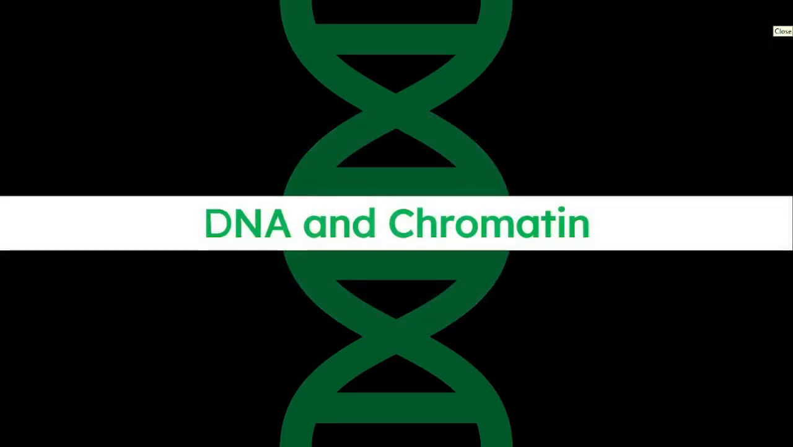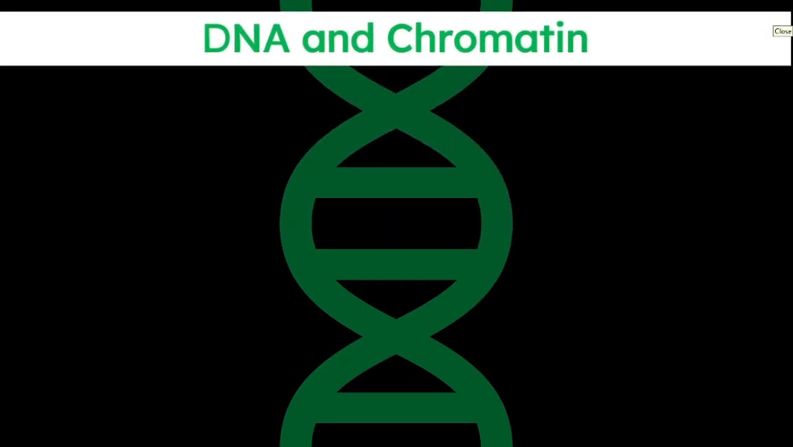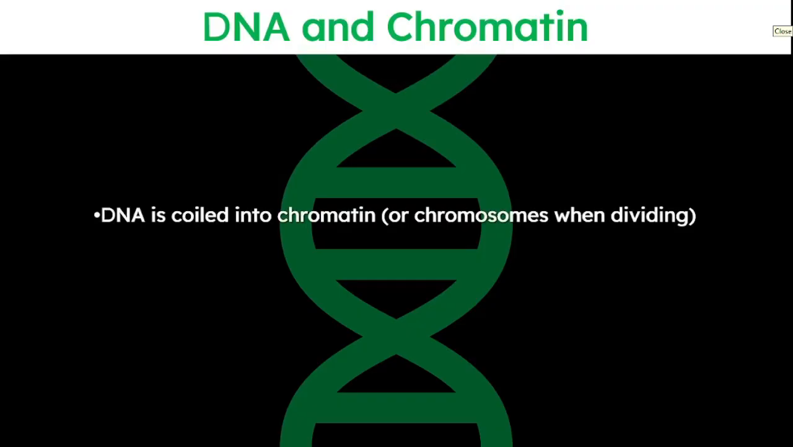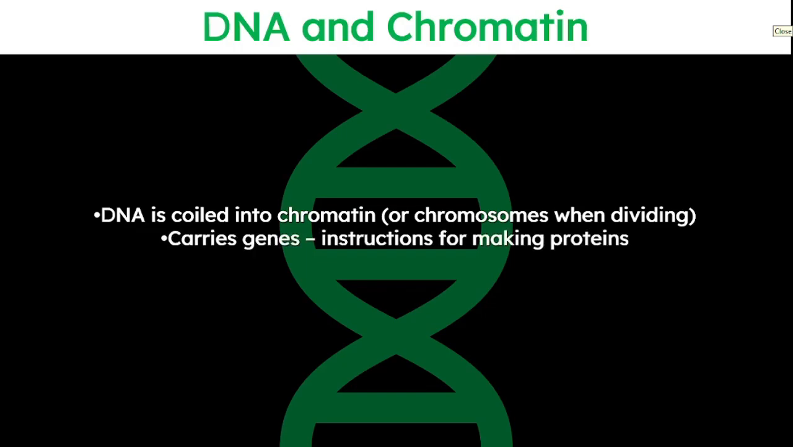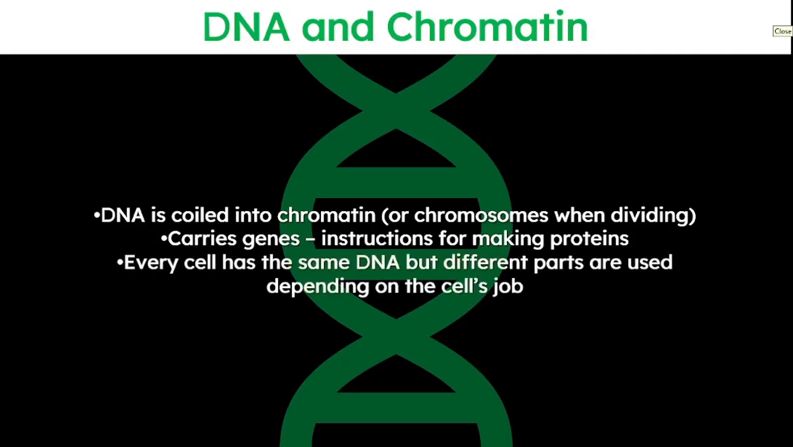Now, DNA and chromatin. Well, DNA is coiled into chromatin, forming chromosomes when dividing. It carries the genes, which we know as the instructions that are used to make proteins. And every cell has the same DNA, but different parts are used. It overall depends on the cell's job.